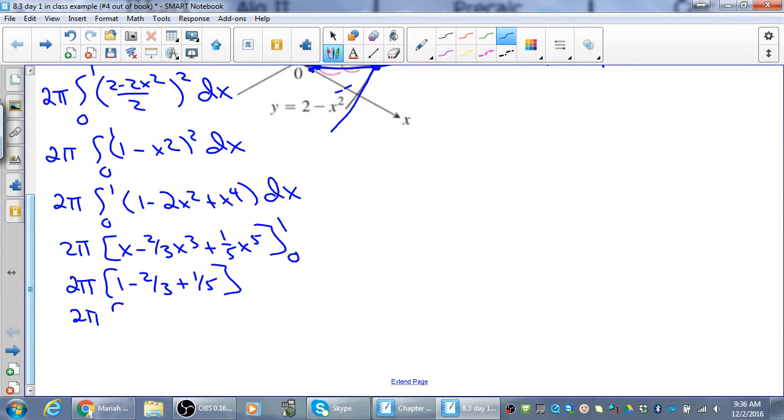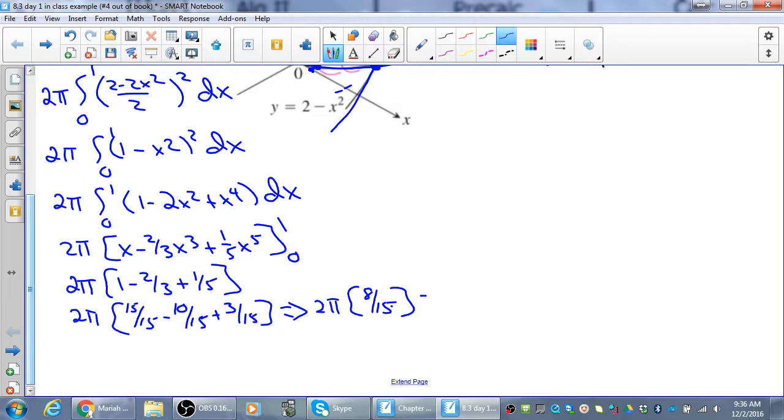2 pi, let's see, we got 15/15 minus 10/15 plus 3/15. 15 minus 10 is 5, plus 3 is 8. So we have 8/15, and we end up with 16 pi over 15 for the volume. That's the volume now.